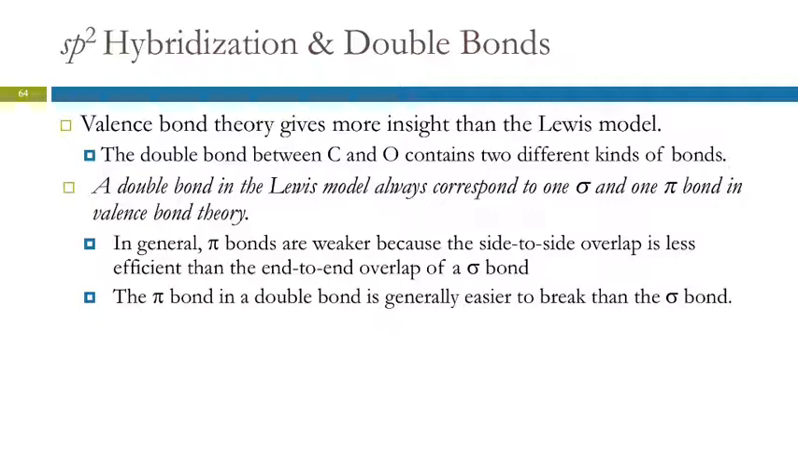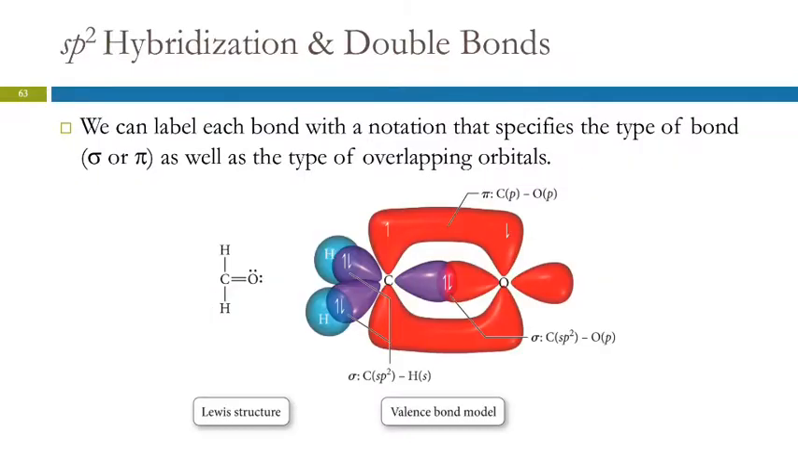Pi bonds are weaker. You can kind of imagine that. This side-to-side overlap is not as strong. This pi bond is weaker than the sigma bond. And experimentally, we observe that when you start breaking that double bond, the pi bond breaks first, and then the sigma bond, because the sigma bond's harder to break.